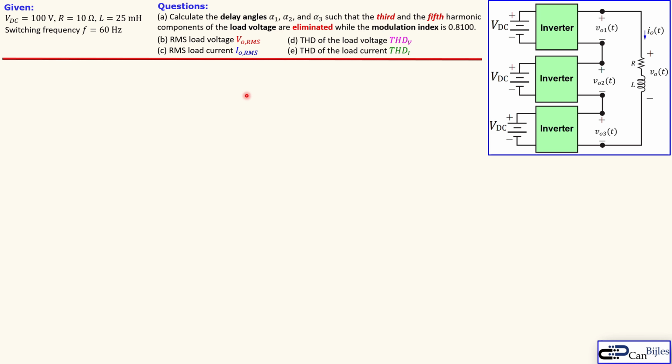And once we have done that, we go to questions B, C, D, E and we calculate the RMS load voltage, RMS load current, the THD for the load voltage and the THD of the load current.